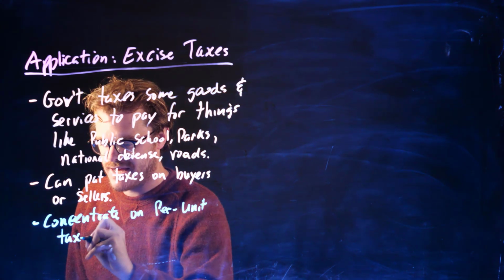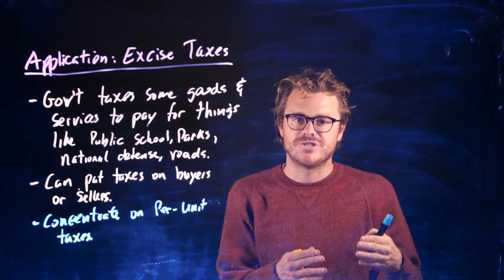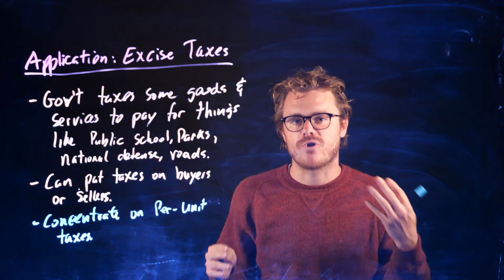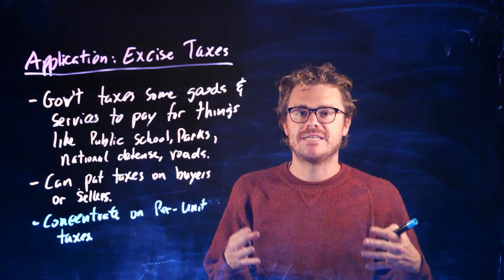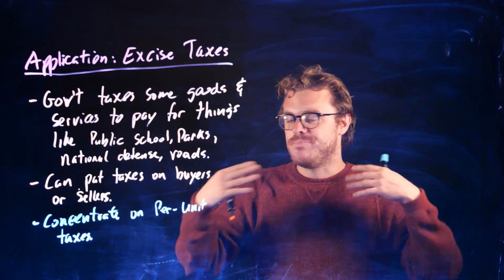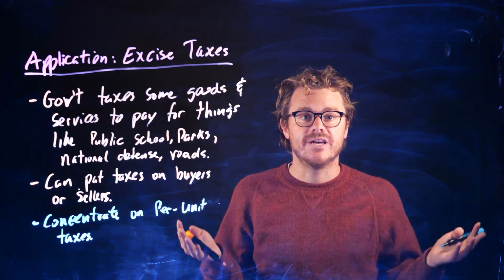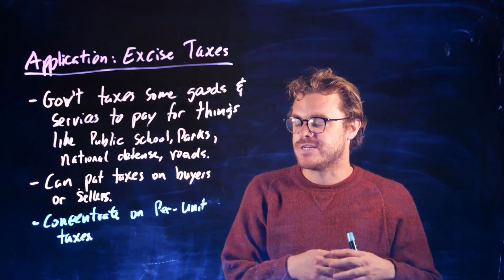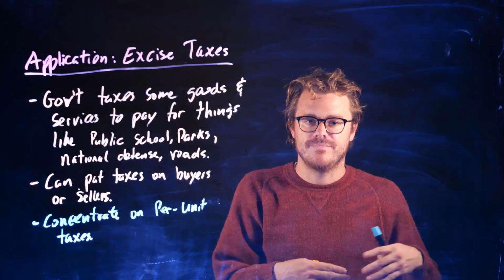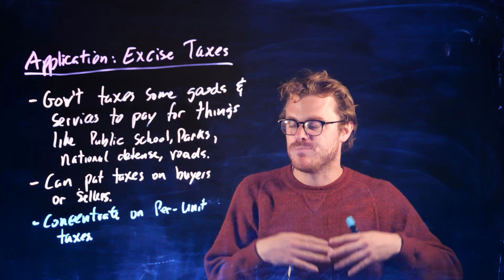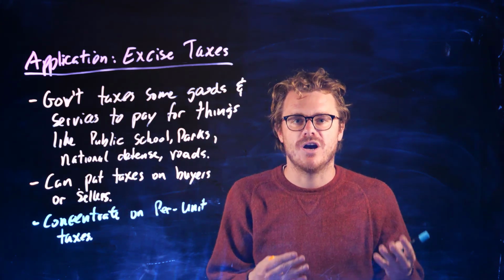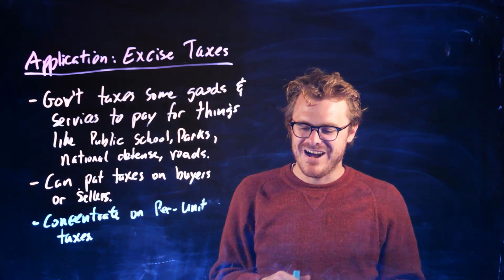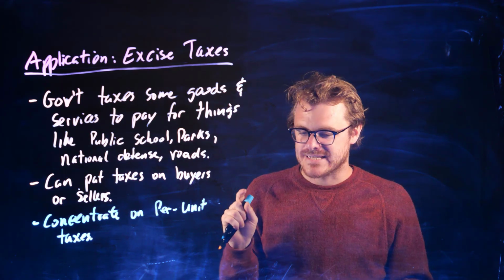So taxes where you have to pay a certain amount of money for each good that you buy. It's not like a percentage of the price or anything like that. It's like every time you go in and you buy a widget, you have to pay $1 to the government. Or every time you produce a widget, if the tax is on the sellers, every time you produce one or you sell one, you have to pay $1. So we're really going to concentrate on these per unit taxes.